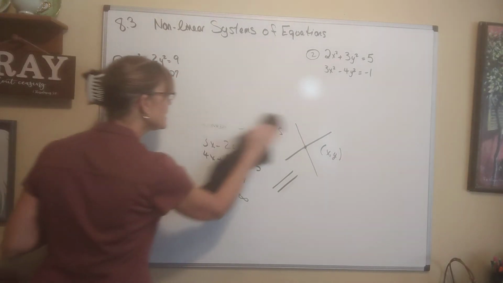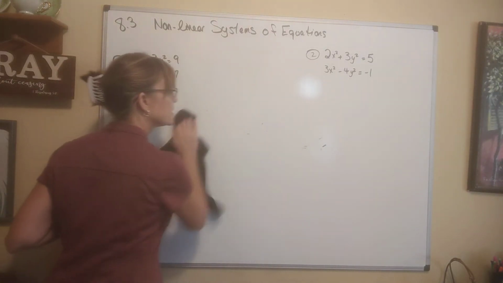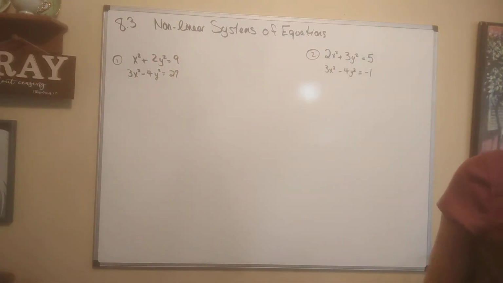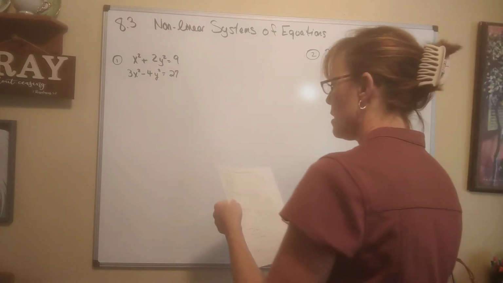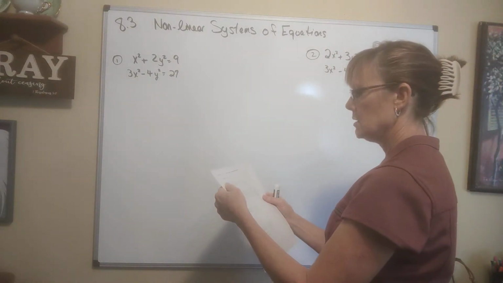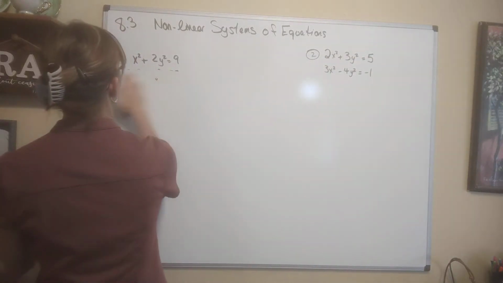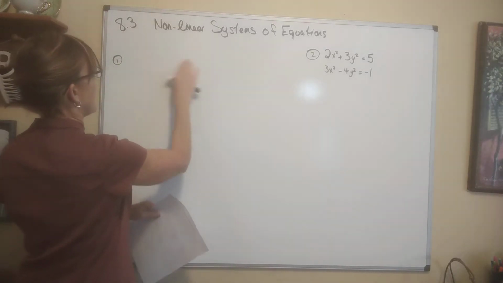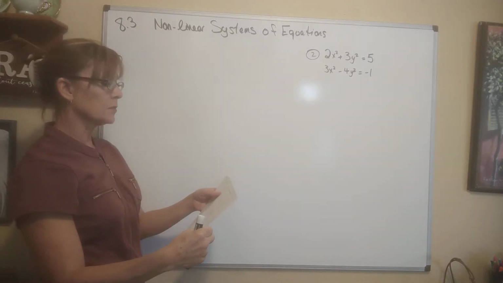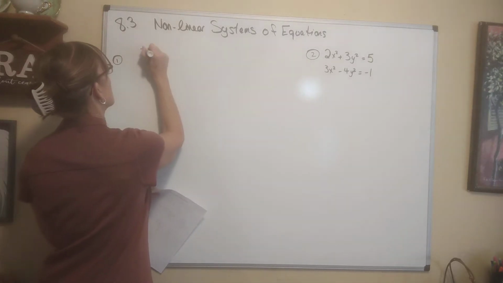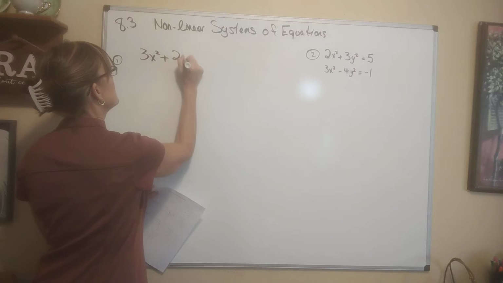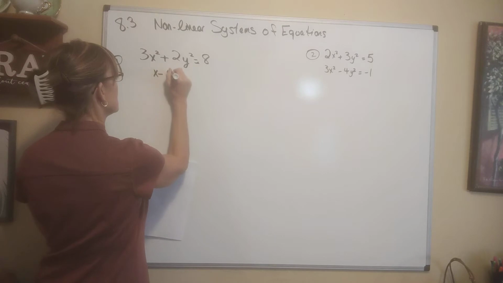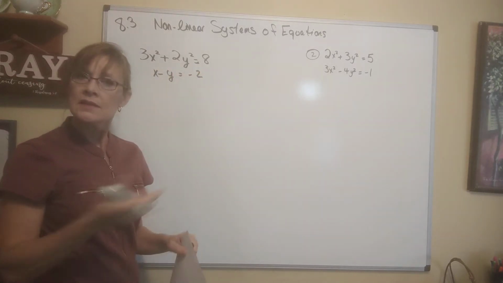So let's have a look at the first one on our sheet. Oh, I have something different on your sheet. Let me erase this. Let's do this: 3x squared plus 2y squared is 8, and then we have x minus y is equal to -2. All right, this is the first system.